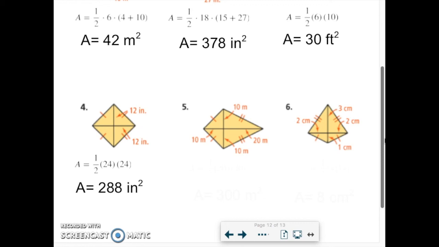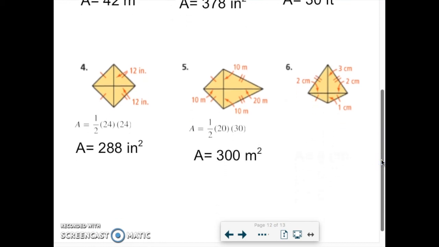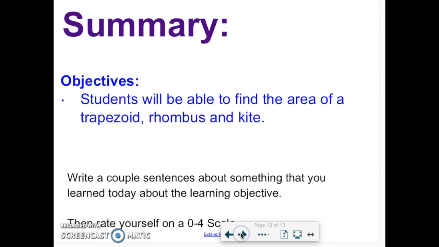We have a diagonal for number 5 for this kite. We have a diagonal of 20 and a diagonal of 30. So make sure your work shows that. 1/2 times 20 times 30 is going to give you 300 square meters. And last but not least, this kite, you have 2 diagonals of 4. They're 4 each, 3 plus 1 and 2 plus 2. So 1/2 of 16 or 8 square centimeters. So that's going to be what you need to know for trapezoids, rhombuses, and kites.